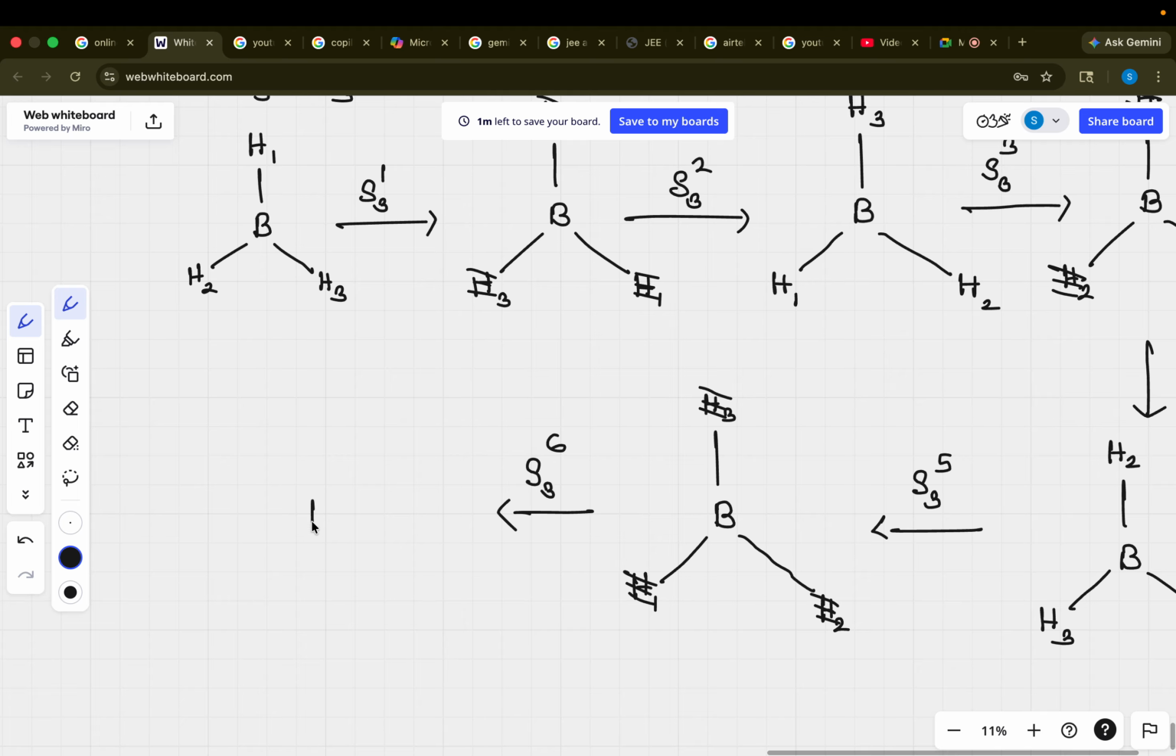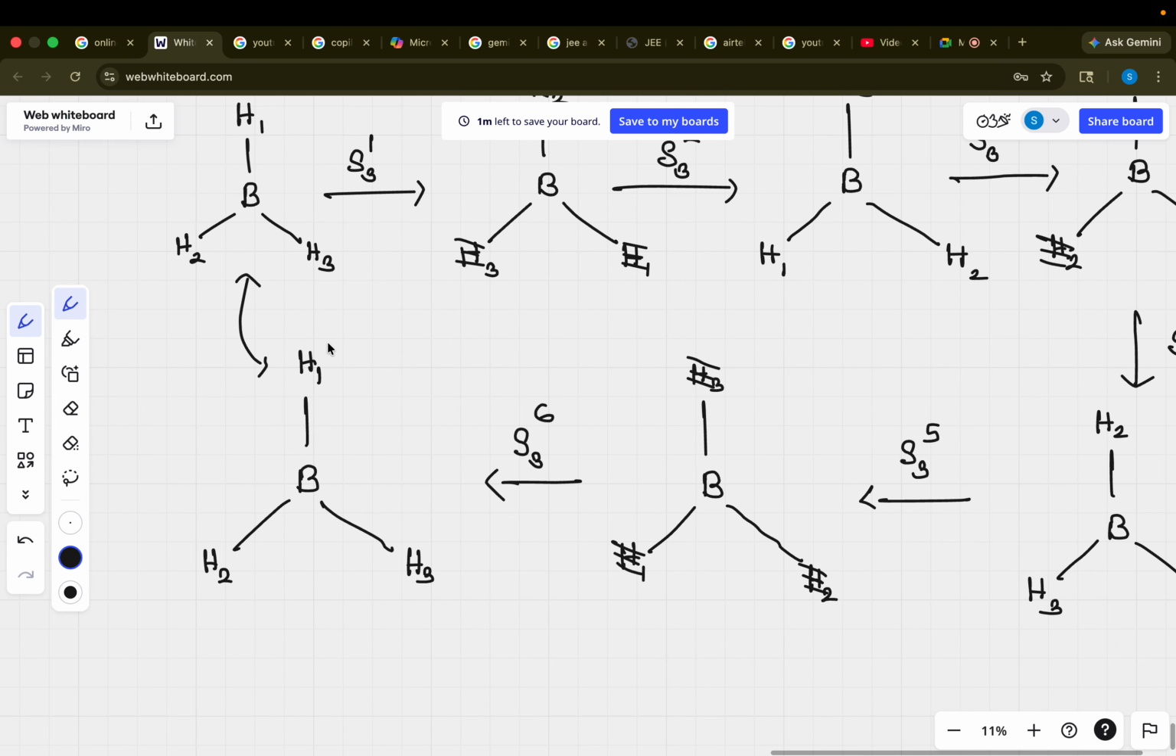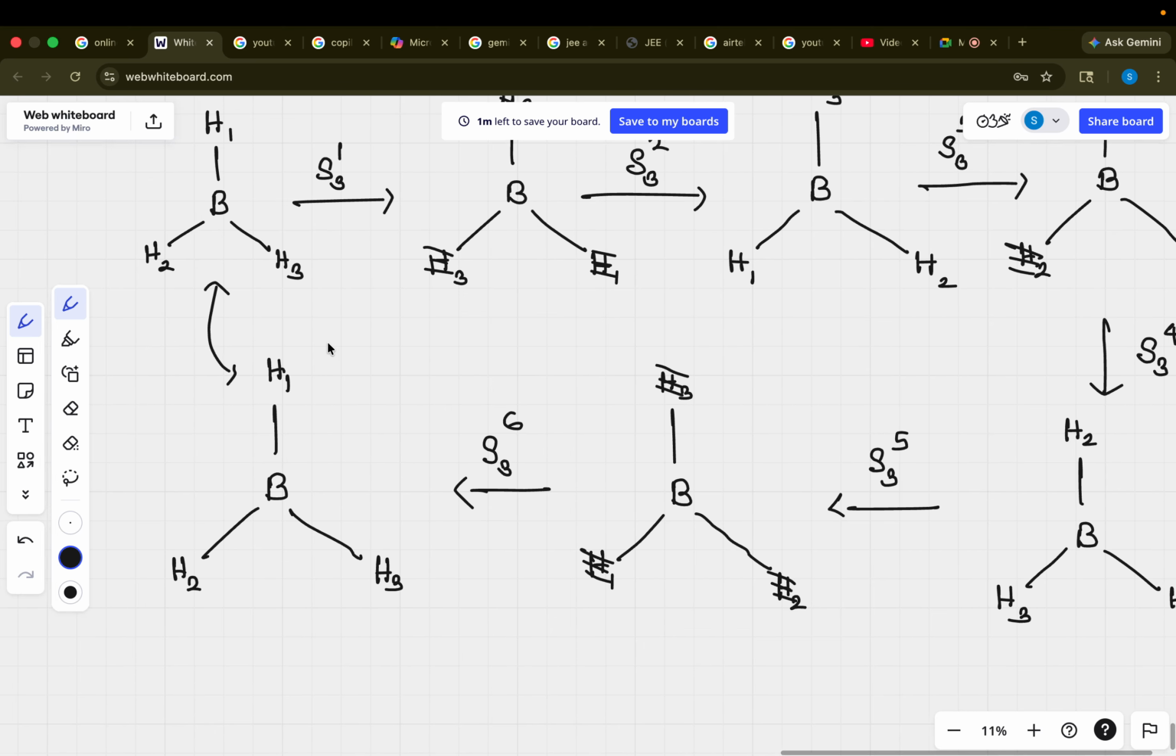So if I operate S3 6, what are you getting? Boron, then check: H1 is coming here, H3 is coming here, and H2 is coming here. So if I operate this S3 axis 6 times, I am getting the identical structure. I am getting the identical structure. So I have to operate the S3 axis 6 times, then only am I getting this identical molecule.